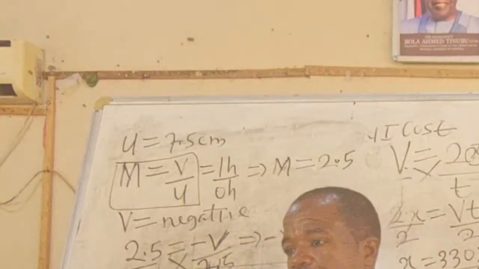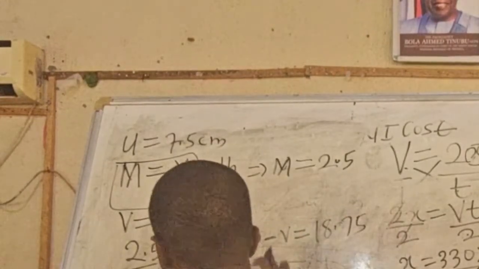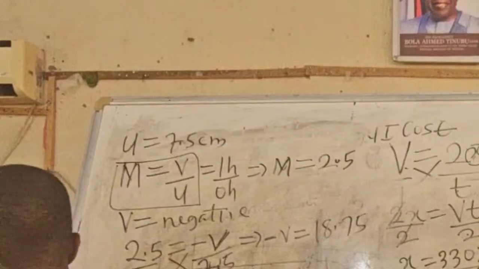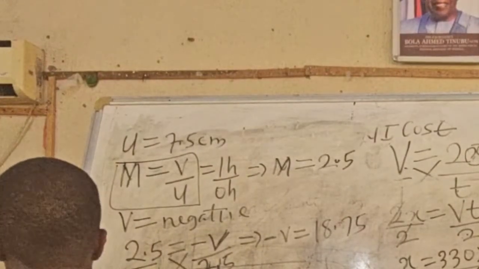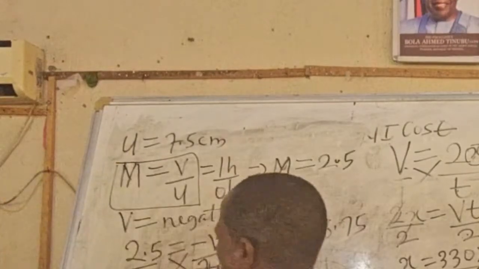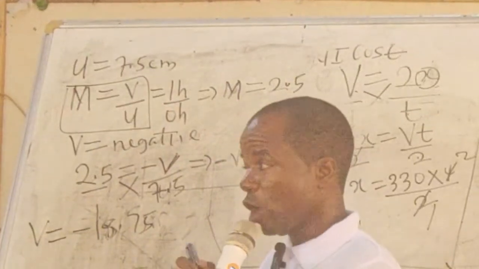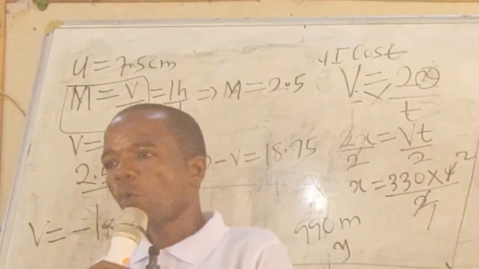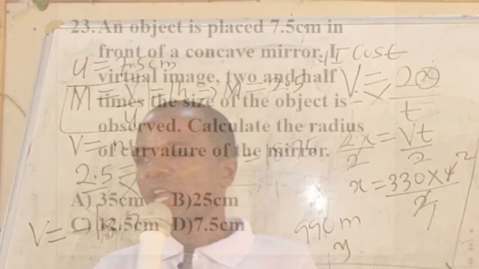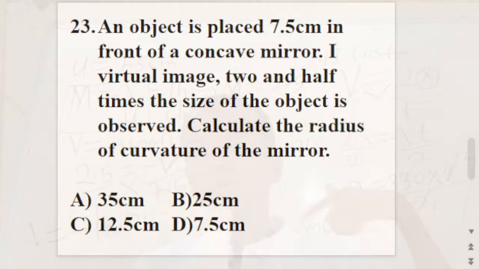What would that give us? 18.75. And if we move this minus here, our V will now be minus 18.75. So now we know our V, we know our U. To calculate our F will not be difficult. Don't forget, we are looking for radius of curvature. What is the relationship between radius of curvature and the focal length? Radius of curvature is 2 times the focal length. So when we know the focal length, we just multiply it by 2.